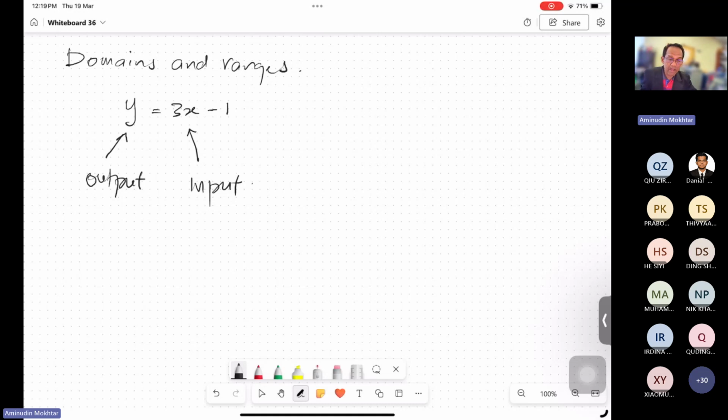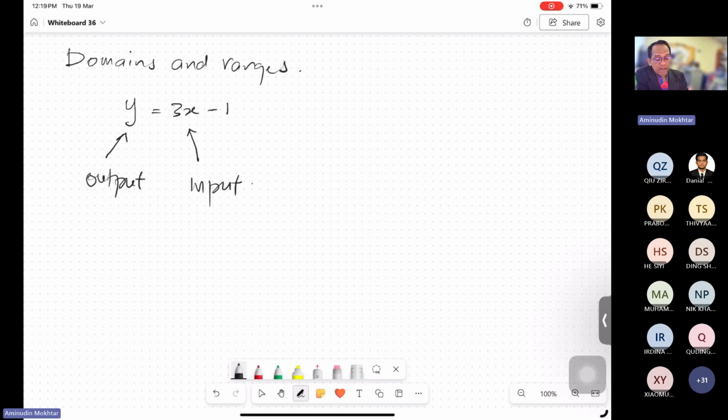So in terms of the function y equal to 3x minus 1, we need x. We must find, or select, the value of x. If x equal 1, y equal what? The value of x must be determined first in order to find the value of y. So the value of y depends on the value of x. That's why we call x the input and y the output.